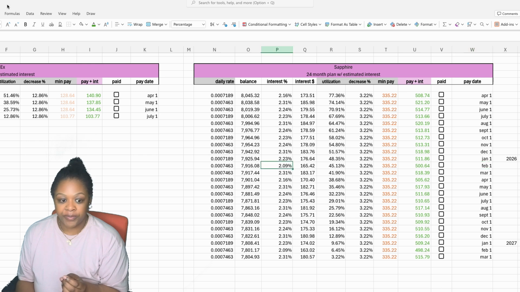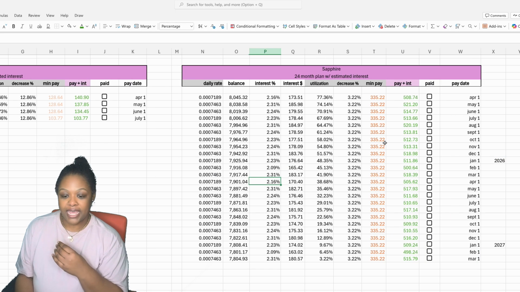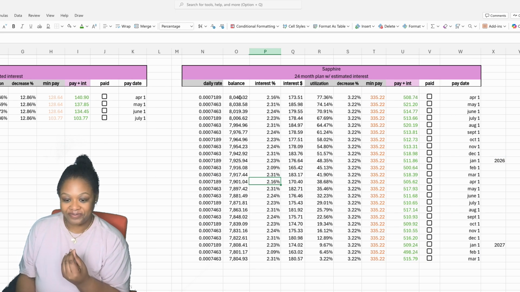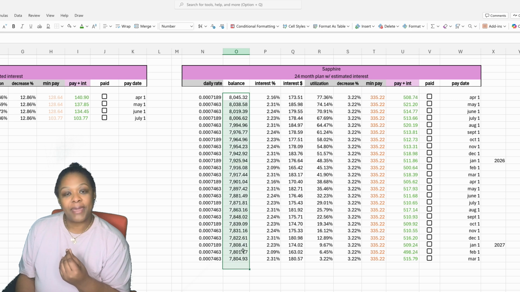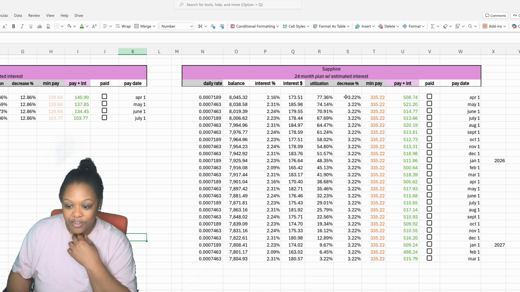So you can see the formula here. I did it times 28. Where I hit a snag is, if you can tell, my balance isn't going anywhere. She's not moving. So I have my decrease percentage.